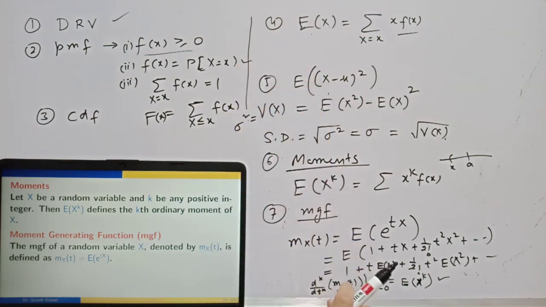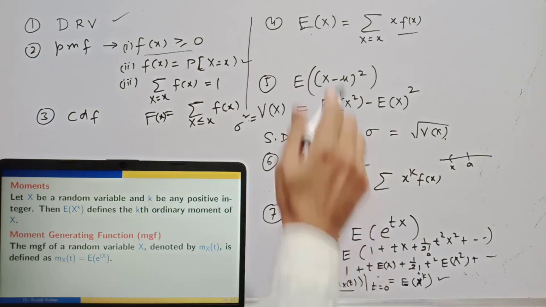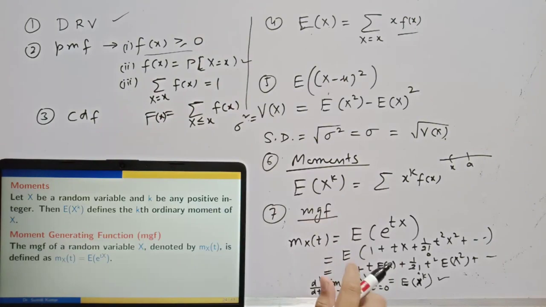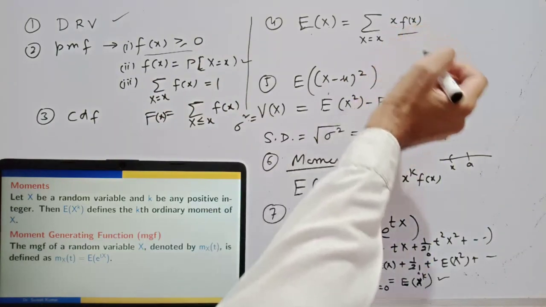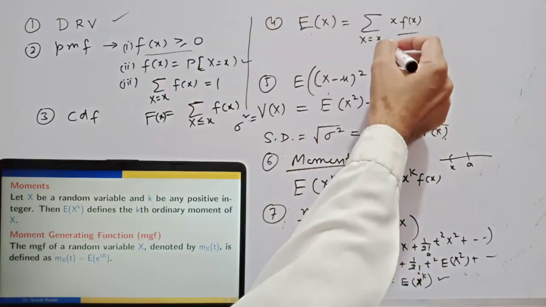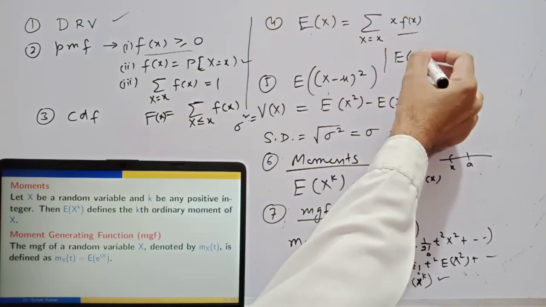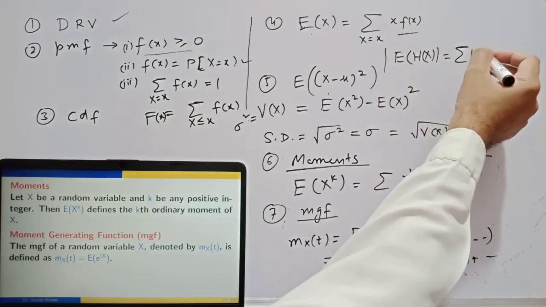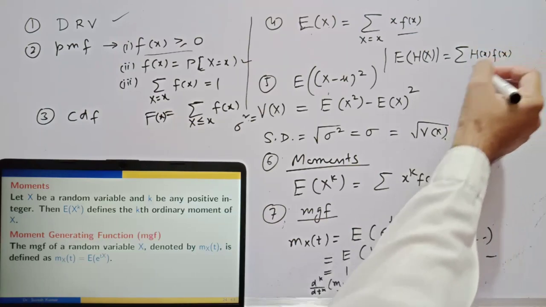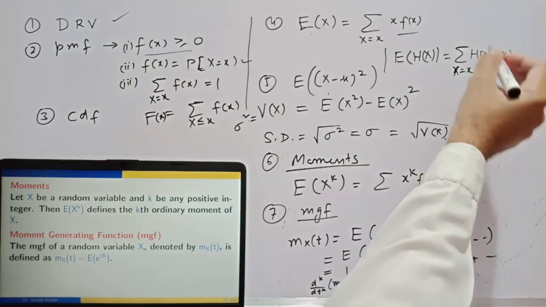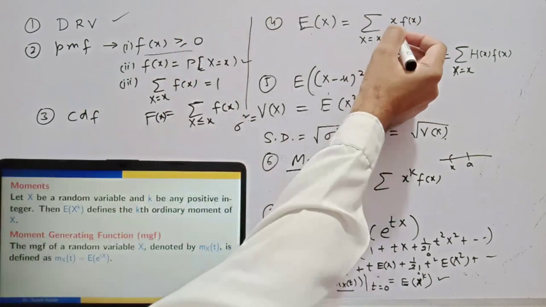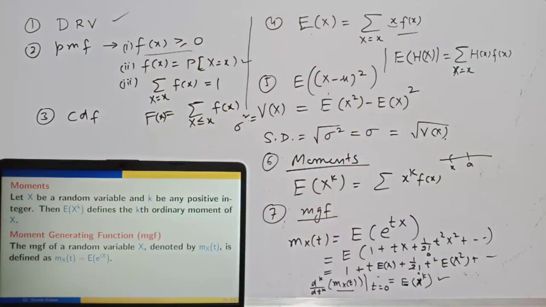Fourth, expectation of x. Expectation of x means summation of x times f(x), that is, multiply the various values of the random variable with the corresponding probabilities and add. Here you should also know this definition. The expectation of any function of x is given by summation over all values of x of h(x) f(x). Replace this x by h(x), the function of x. So the expectation of any function of x is defined in this manner.